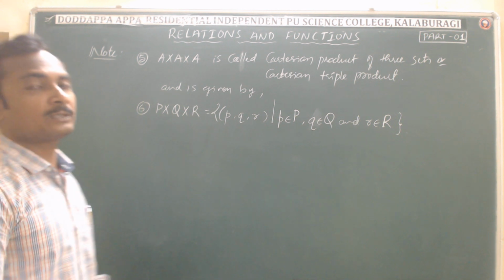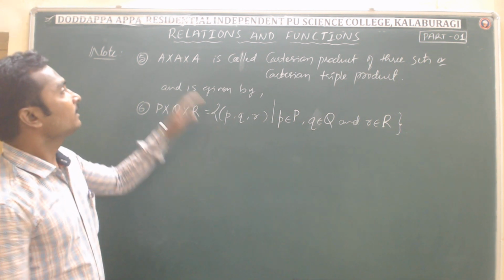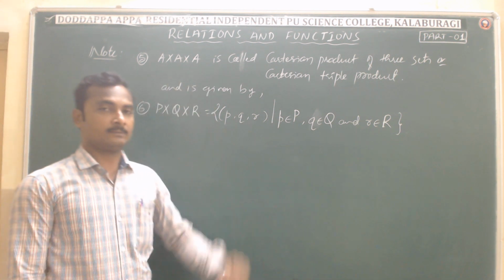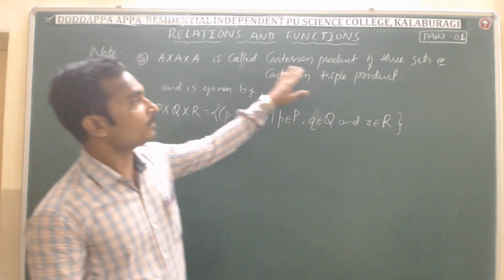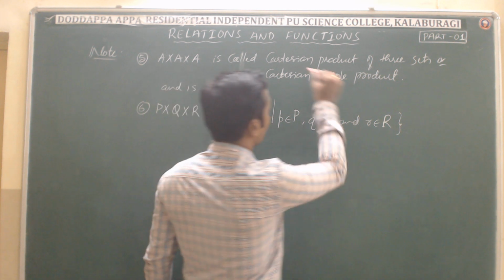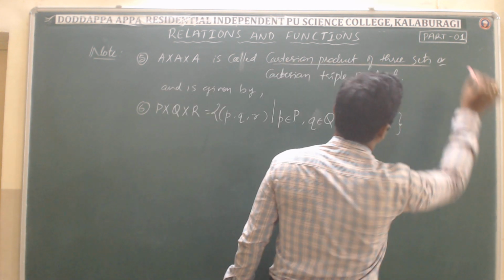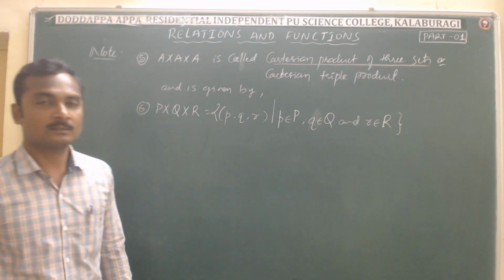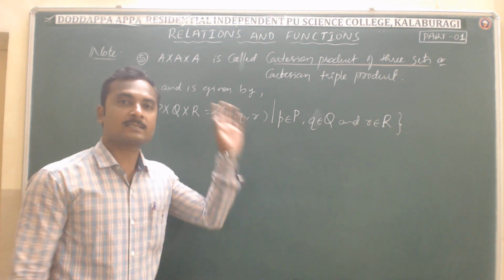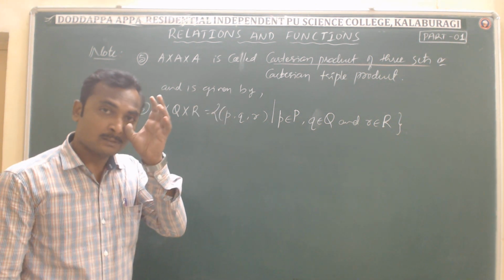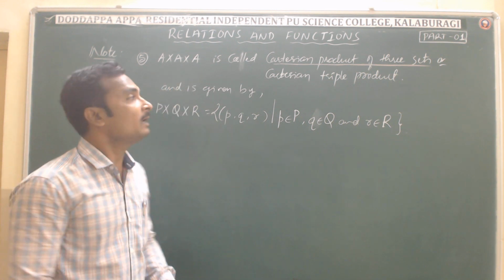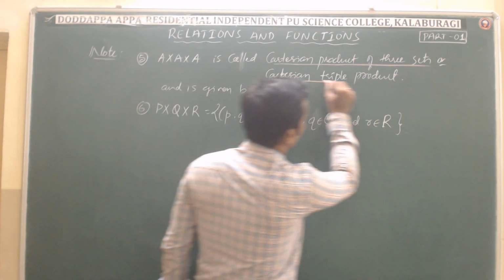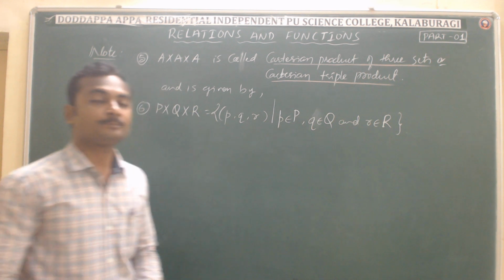Okay students, I told you there are two more points. So let's see. A cross A cross A is called the Cartesian product of three sets. Because all three sets are the same, I can use another word: I can say the Cartesian triple product.